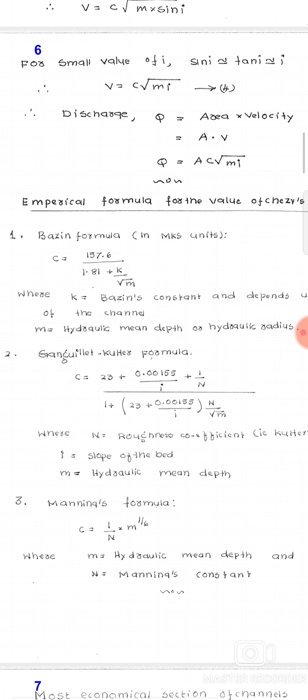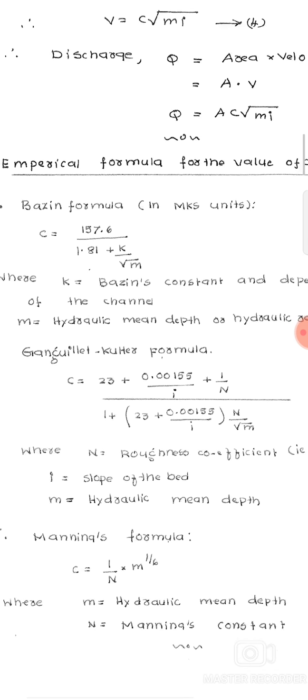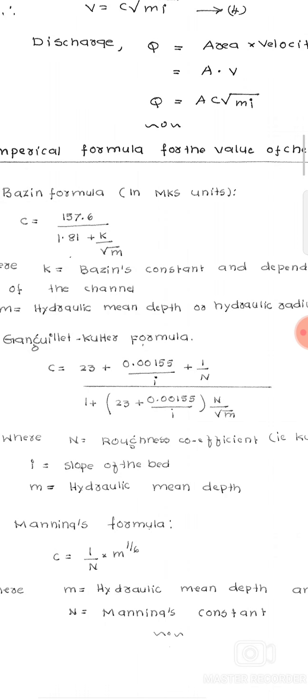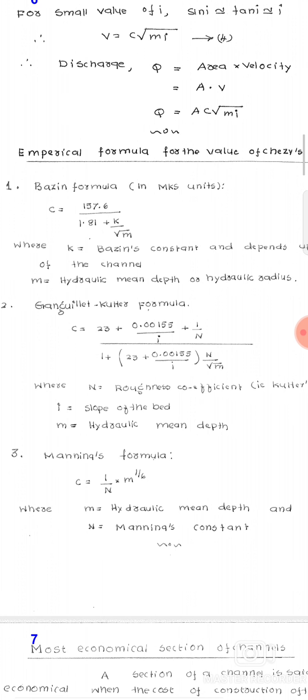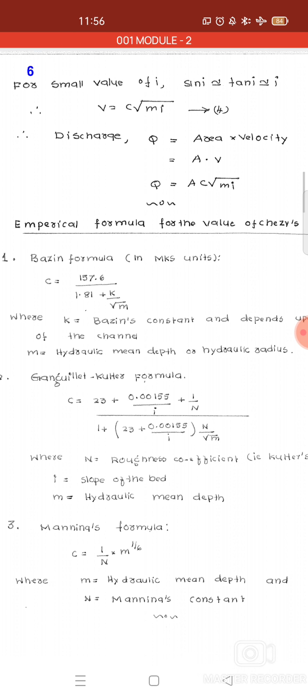There are 2 scientists who are clubbed together, and they found the mathematical formula, that is C is equal to 23 plus 0.00155 by i plus 1 by n, that whole thing divided by 1 plus 23 plus 0.00155 by i, into n by the square root of m. Here n is the roughness coefficient, that is Kutter's constant, i is the slope of the bed, and m is the hydraulic mean depth. And the third one is Manning's formula, that is C is equal to 1 by n into m to the power of 1 by 6. Here n is Manning's constant and m is the hydraulic mean depth.